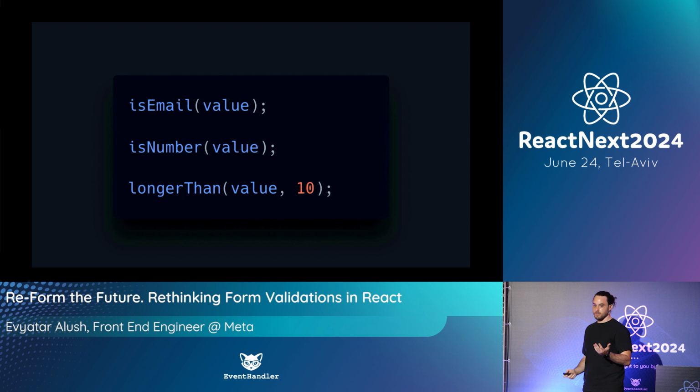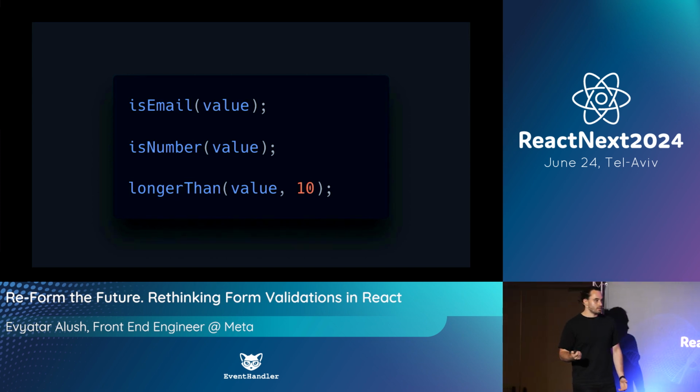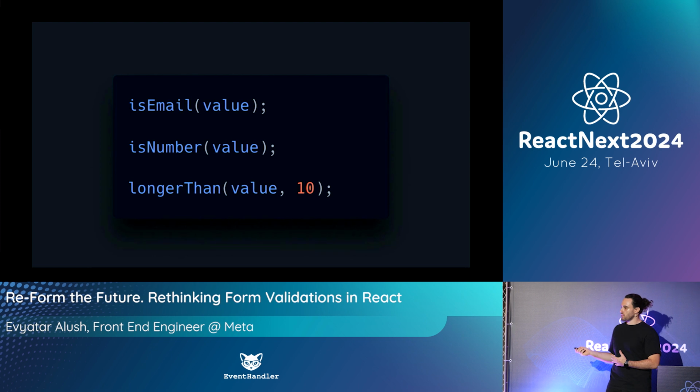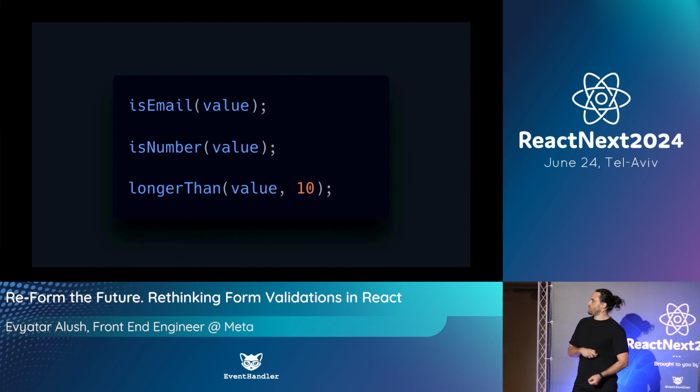And the first one, most basic, most obvious: functional matchers. We have functions like isEmail, isNumber, longerThan, and they allow us to see whether something is what we expect it to be. But it doesn't solve for structure. It doesn't solve for user interaction. So we have to have something different.